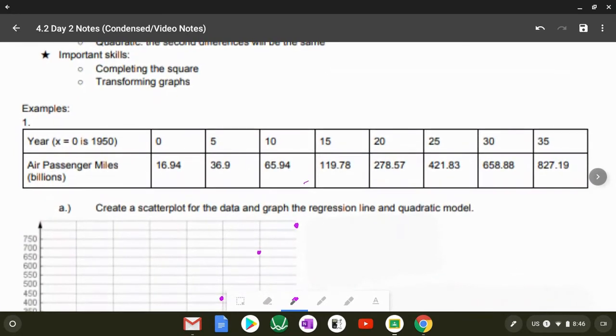A couple important skills here is make sure that we're confident in our ability to complete the square. That's going to be important in order to get it into vertex form. And then we also got to be able to transform our graphs. So vertical and horizontal shifts, reflections, stretches, compressions, all that stuff.